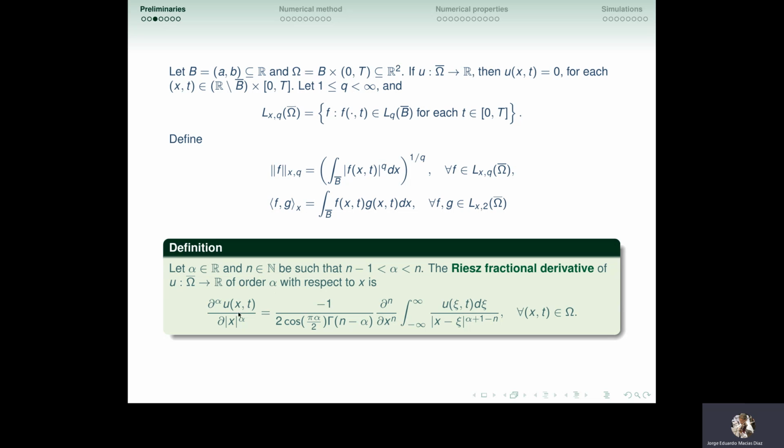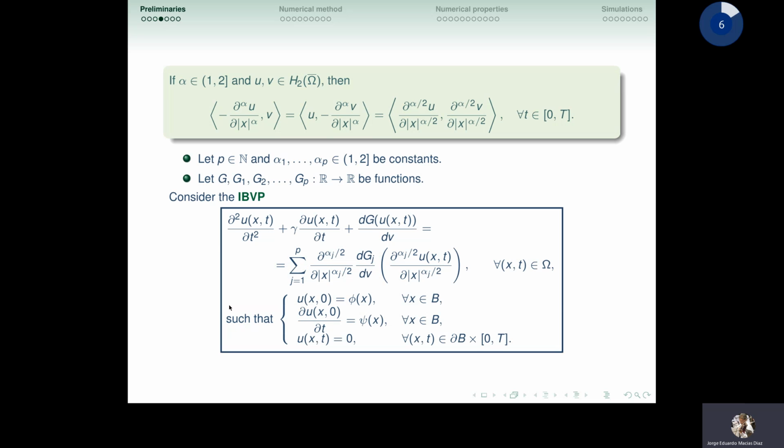This definition, this operator, is actually a linear operator, which extends the integer order derivatives that we know from classical calculus. There are various properties satisfied by these differential operators. For instance, one of them is this extension of the theorem of integration by parts, which is going to be very useful in our investigation.